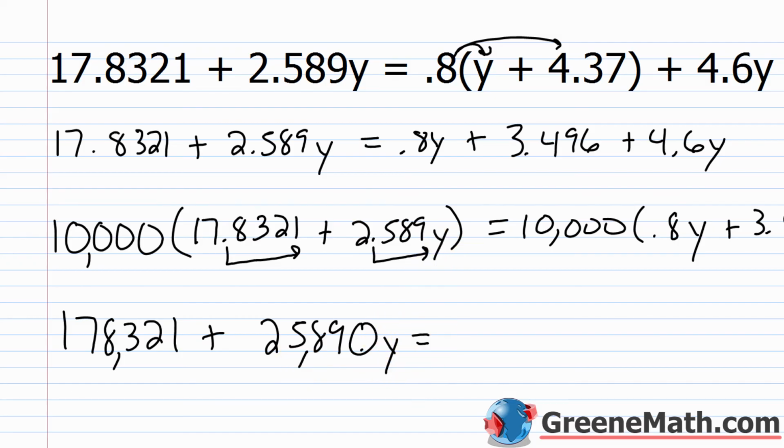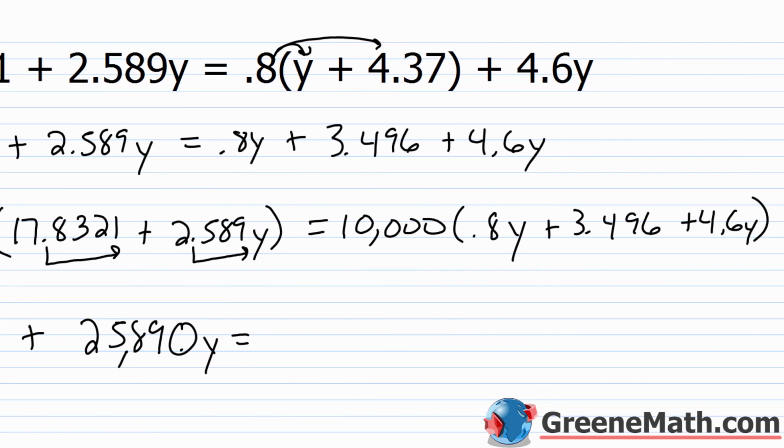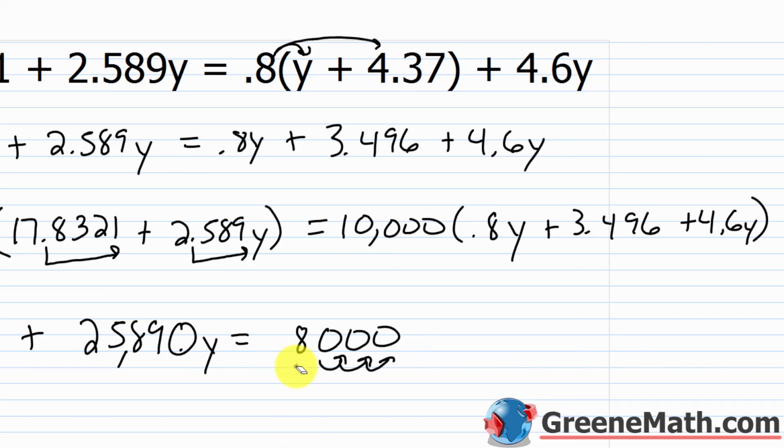So that ends up giving me 25,890 and then times the variable y. And then over here on the right, I have 10,000 times 0.8y. So if I have 0.8, and this goes 4 places to the right, it's going to go 1, 2, 3, 4. So that's going to be 8,000. Then again, times the variable y.